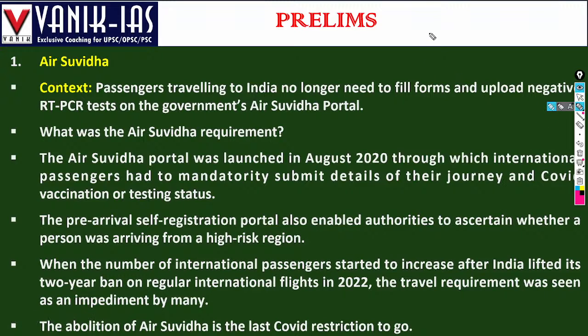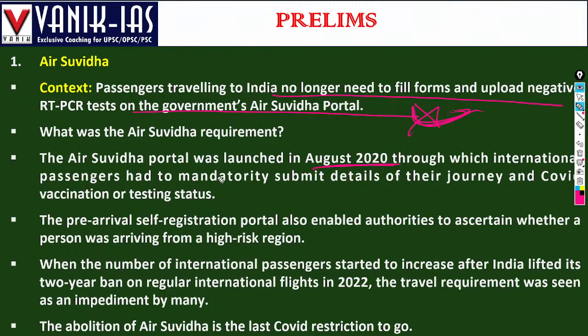Then Air Suvidha. What is Air Suvidha? Passengers traveling to India no longer need to fill in the forms and upload a negative RT-PCR test on the government's Air Suvidha portal. Why is it no longer required? It was launched in August 2022.